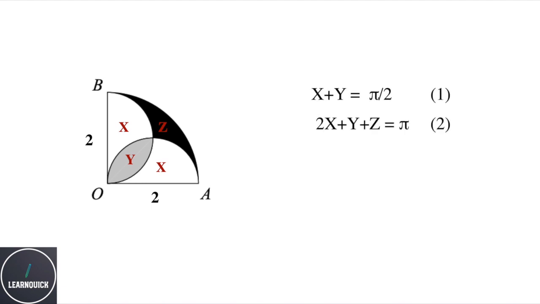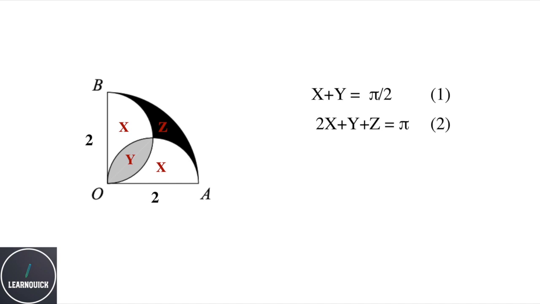Now there is also the area of the whole quarter circle, and that would be pi r squared over 4, but this time the radius is 2, so it would be 4 pi over 4, which is just pi, and in terms of our areas it'd be 2x plus y plus z equals pi. So we have our two simultaneous equations.